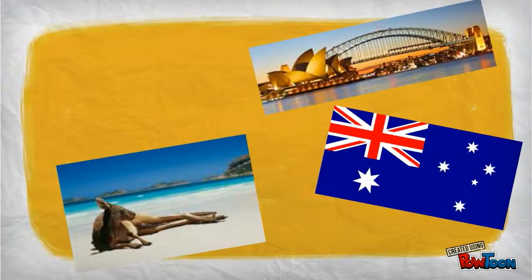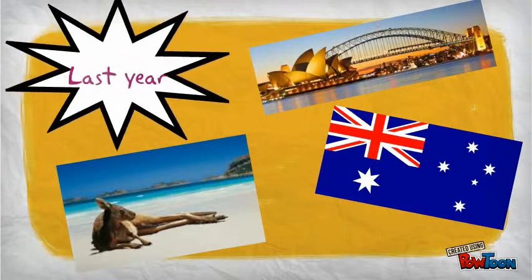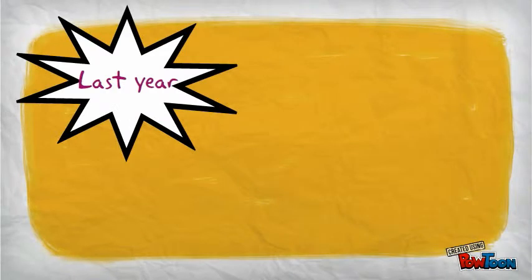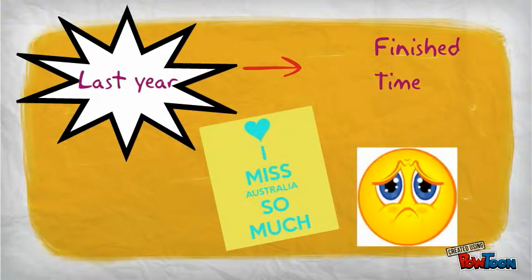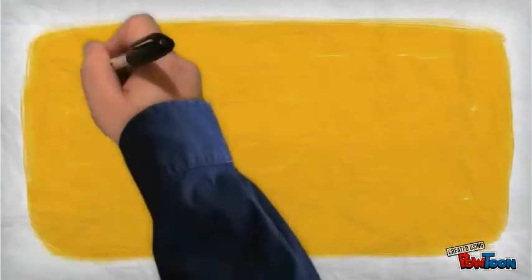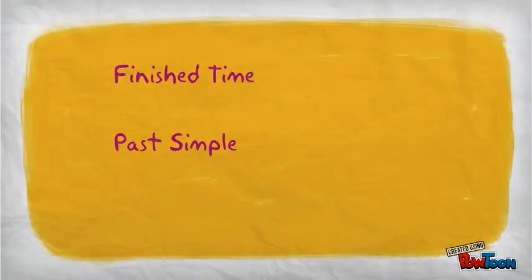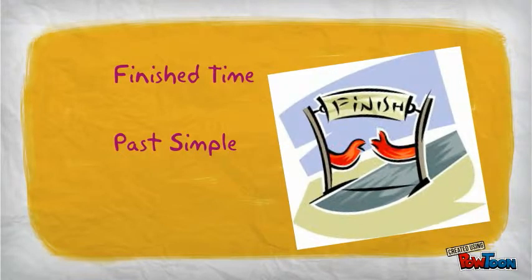Let me give you an example of finished time. I went to Australia last year. In this context, the expression last year is telling us that the action is finished. Oh my god, I miss Australia so much. Anyway, moving on. The example that I just gave you talks about finished time. So that's why we use the past simple. In this case, the action is over, is done.